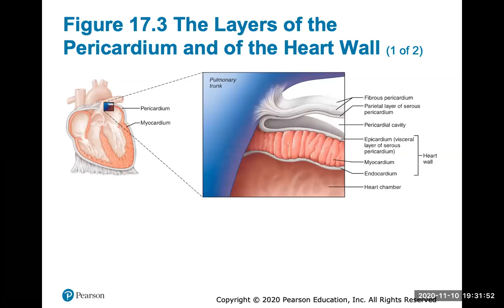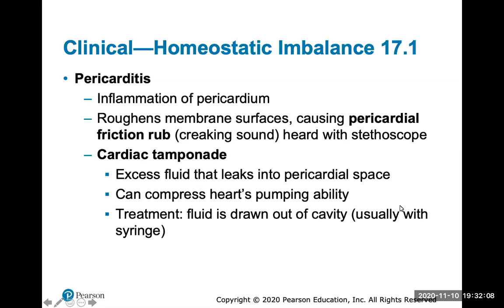So here's just a look at the walls of the heart, showing the endocardium, myocardium, epicardium. That's the wall of the heart. Here's the pericardial cavity, and then the parietal layer and the fibrous pericardium that make up the pericardium wall. Pericarditis, so remember itis is any inflammation. So this is inflammation of that pericardium layer. It roughens the membrane surfaces, causing a pericardial friction rub or a creaking sound. It can be heard through a stethoscope.